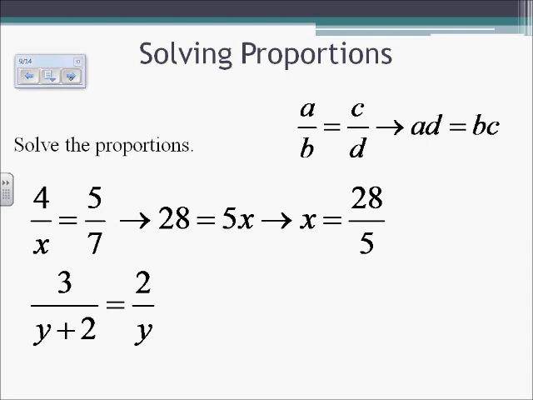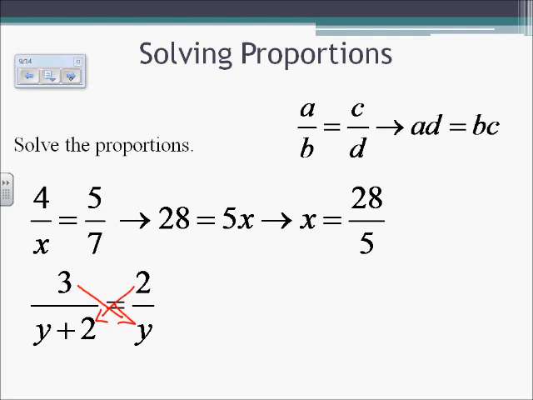3 over y plus 2 is equal to 2 over y. So again, this is another review of algebra. This time we have an algebraic expression with a y plus 2 involved. The same rules apply for solving proportions. We're going to cross multiply, top times bottom and bottom times top.